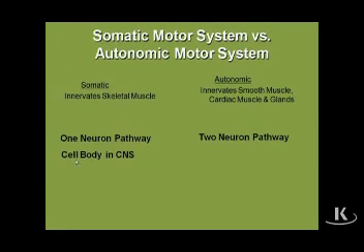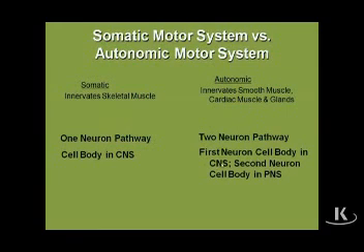We said that in the case of the somatic, the cell body of that first neuron is in the central nervous system. It might be in the brain, it might be in the spinal cord, but it's in the central nervous system. In the case of the autonomic nervous system, the first neuron is also in the CNS, maybe brain, maybe spinal cord. And the second neuron is always in the peripheral nervous system. So the first neuron leaves the CNS, enters the PNS, and synapses on the second neuron in the PNS. Since it's in the PNS, we would say those cell bodies are in ganglia.